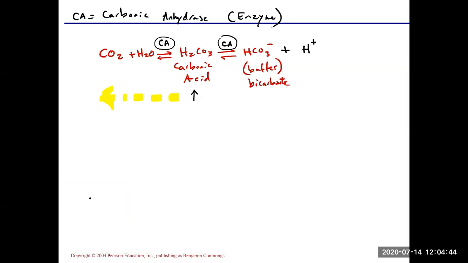But for the most part, that is the idea. If you have higher carbon dioxide, water is going to go the other way. Especially if you have this enzyme, this happens quicker. So this is pretty important.